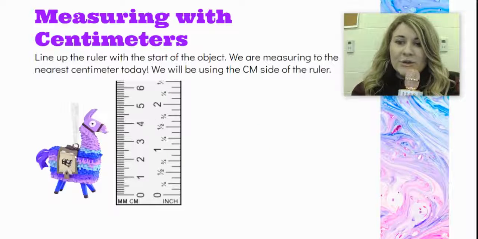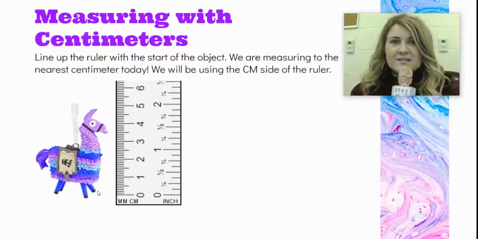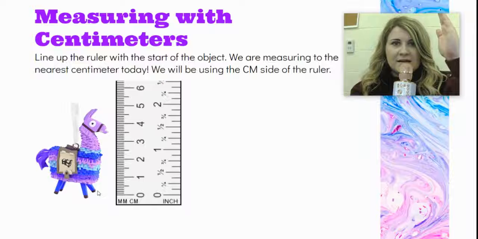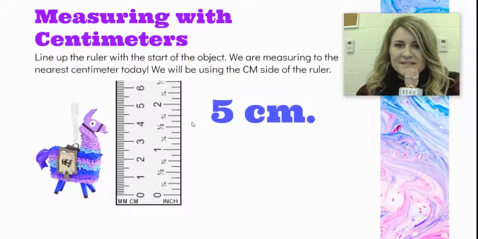All right, next we have our loot llama. How tall will our loot llama be? We start at the 0, we're on the centimeter side. We're measuring height. So I rotated my ruler to stand up. And if we look very carefully, the tip of his ears are about at 5 centimeters. So we're going to round up to 5 centimeters.